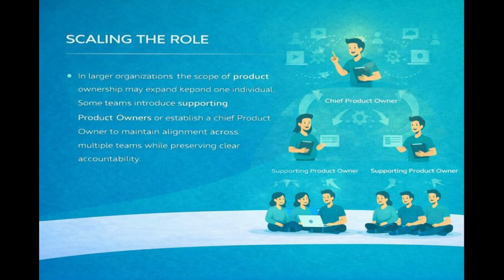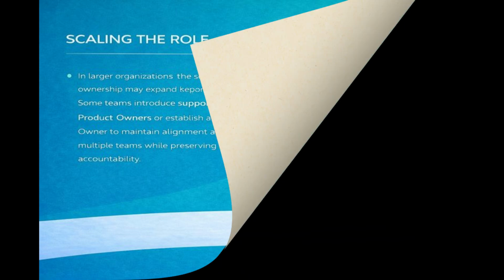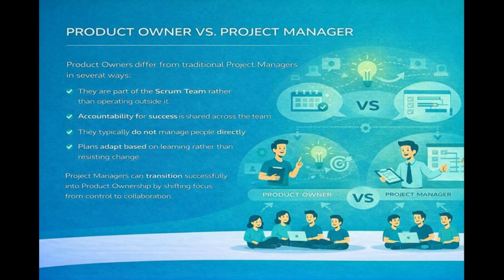Scaling the role. In larger organizations, the scope of product ownership may expand beyond one individual. Some teams introduce supporting product owners or establish a chief product owner to maintain alignment across multiple teams while preserving clear accountability.